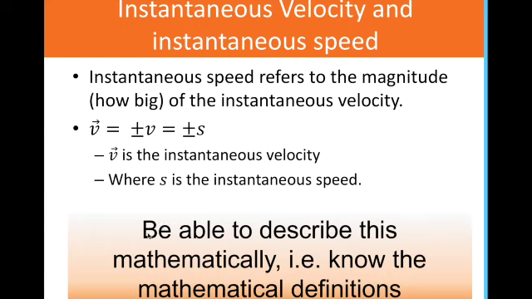And at this point, you must be able to describe this mathematically. In other words, know the mathematical definitions of the instantaneous velocity, the instantaneous speed, the average velocity, and the displacement. Know these things.